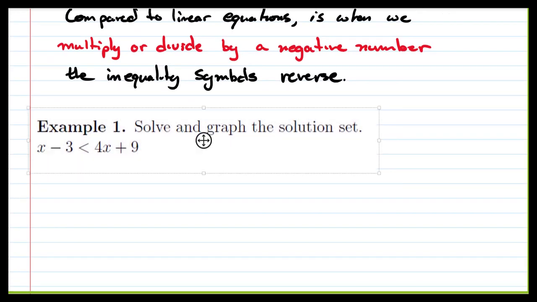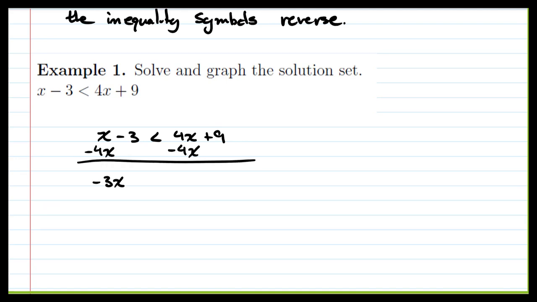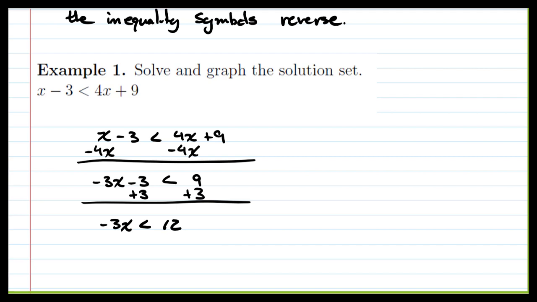So we want to solve and graph the solution set. So we have x minus 3 is less than 4x plus 9. So we minus 4x and we minus 4x. That gives us negative 3x minus 3 is less than 9. And we add 3 and we add 3. And that gives us negative 3x is less than 12.